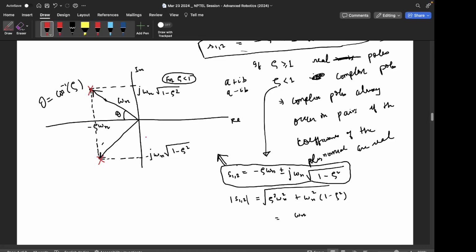So that means that this system will be stable for positive xi and omega n. As long as xi is positive, then the system will be stable because the real part of the root is negative.